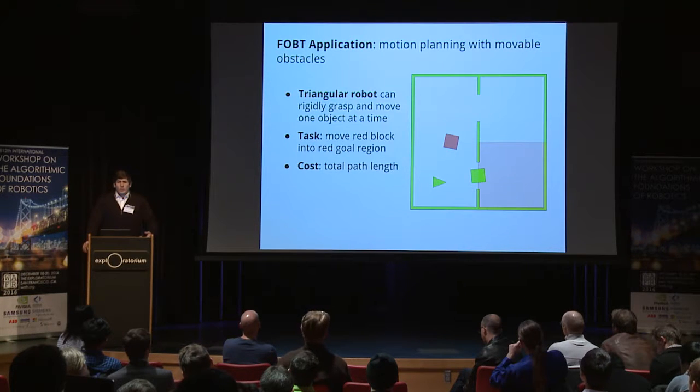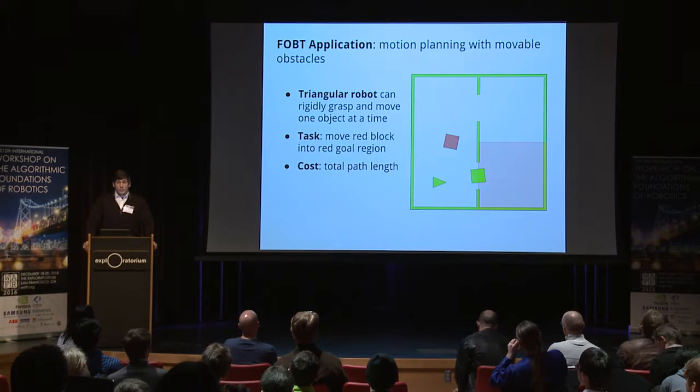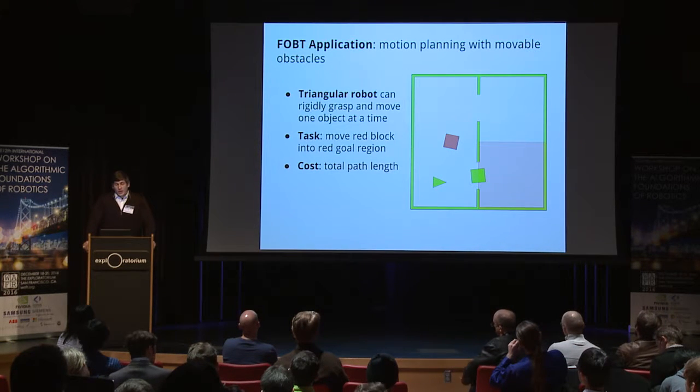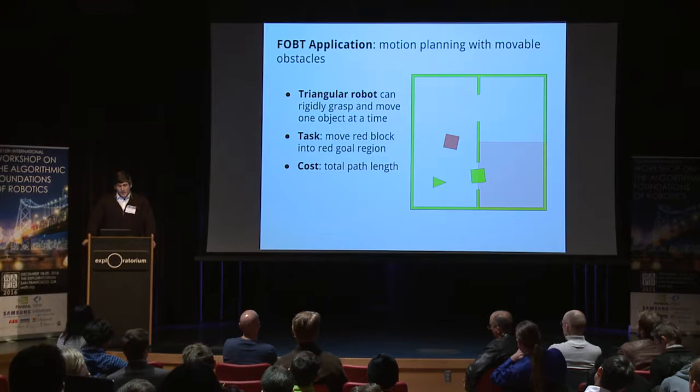So as an example of a case where something like this makes a lot of sense, we can talk about motion planning with movable objects. So here we have a triangular robot that's trying to move this red box into the red region. And there's a green box that's sort of on the direct path to the region, but there's another option. It could take this upper doorway. Right? So its goal is to minimize the total path length.